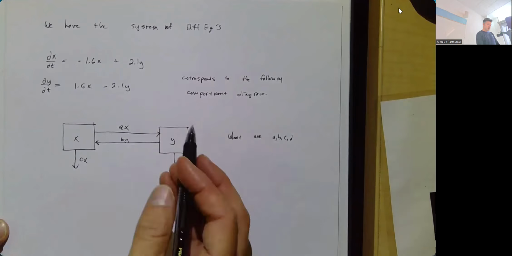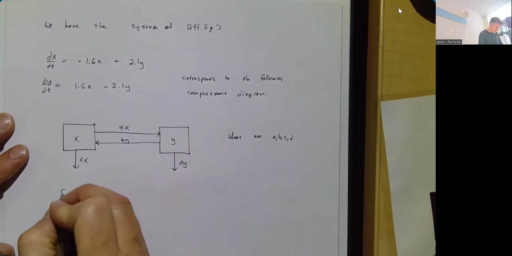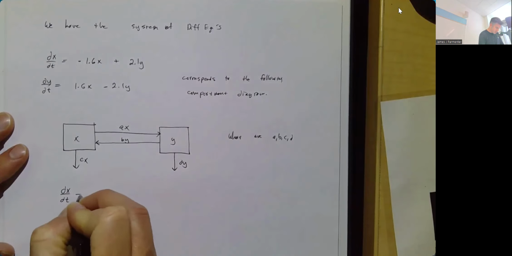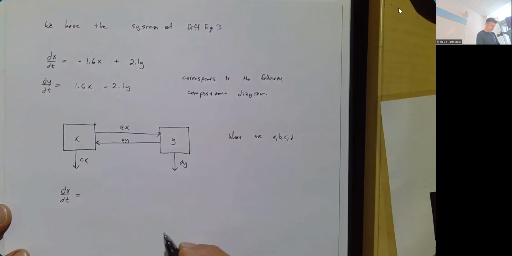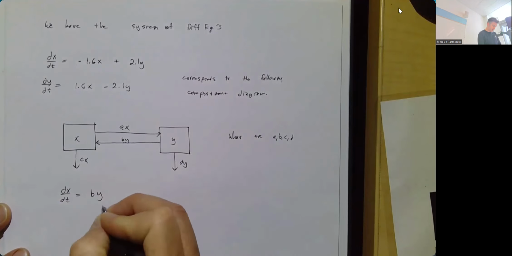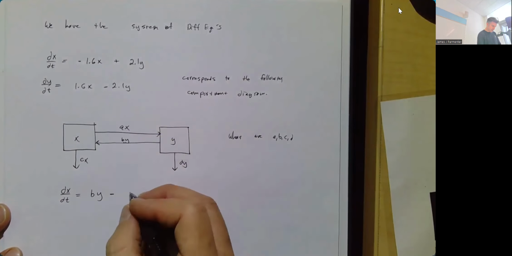So let's just write out the differential equations in terms of the ins and outs. So I know that dx/dt should equal, let's see, what's going in? B times y. So I get B times y. What's going out? A plus C times X.